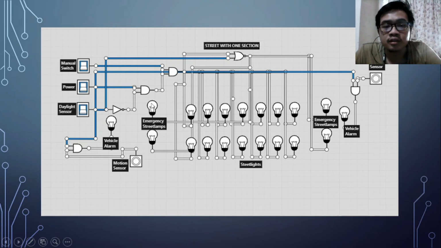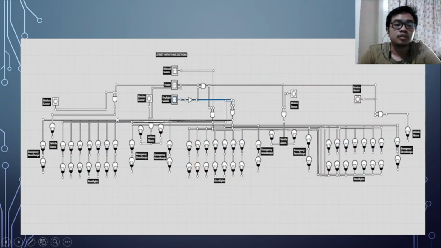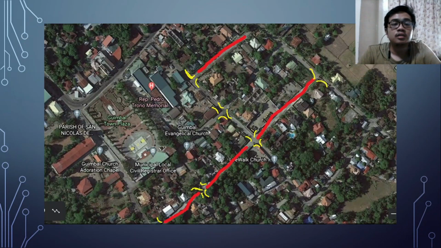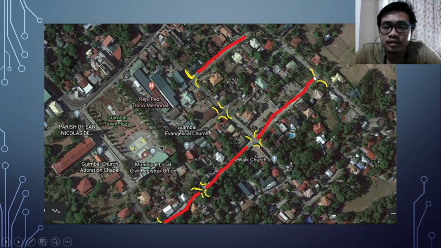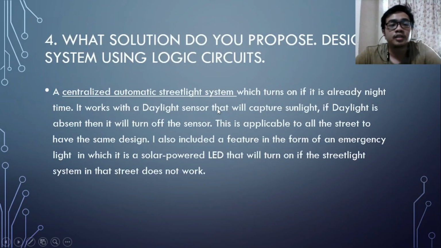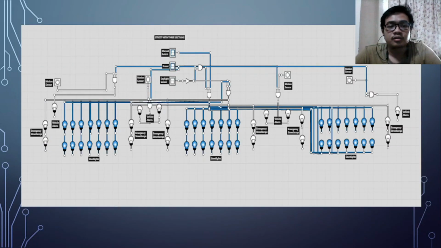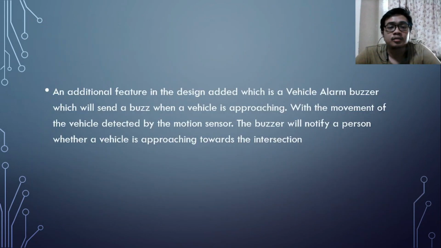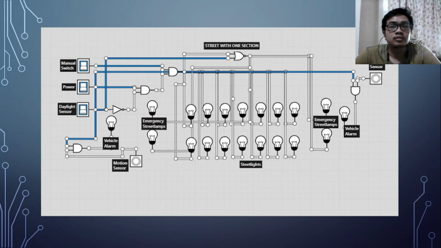And as additional features, I also have this vehicle alarm, which are placed at the intersection. Let me just quickly navigate. These yellow lines, these are the intersections. I plan to place them. They provide a certain additional security feature that will help the people if ever they want to cross the street, or whatever, they have children.